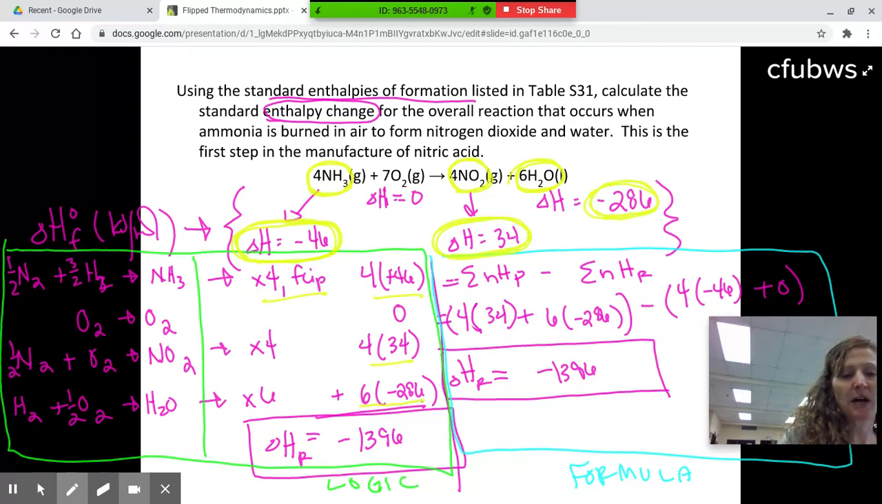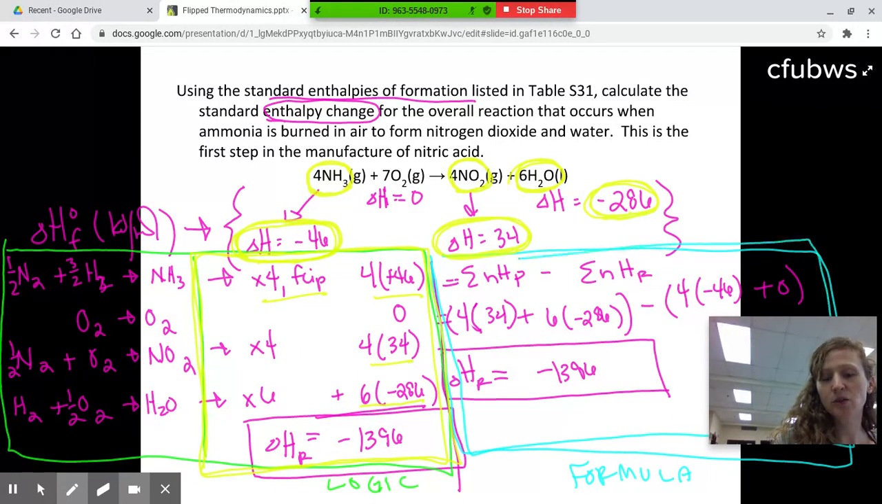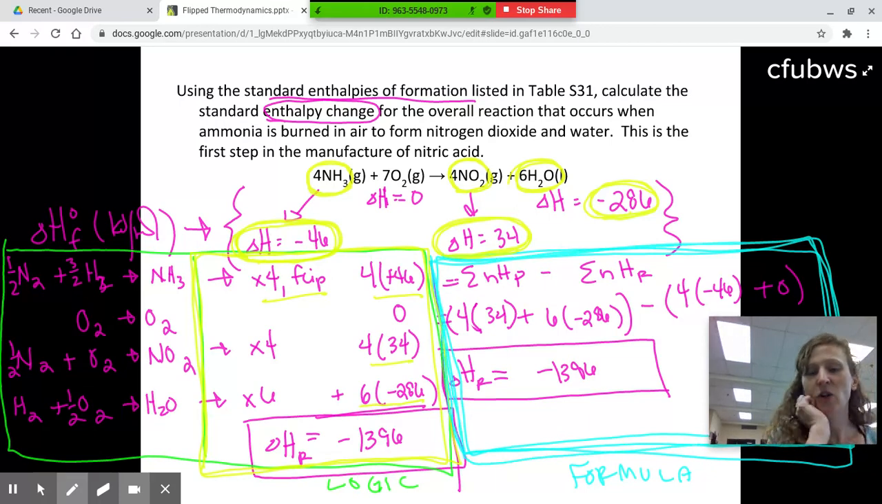So this little box here is kind of like what you would do if you would rather just think through it than use the formula. And then this side here is using the formula. You just don't want to combine the two methods. You want to pick a method and stick with it. Don't combine the methods.